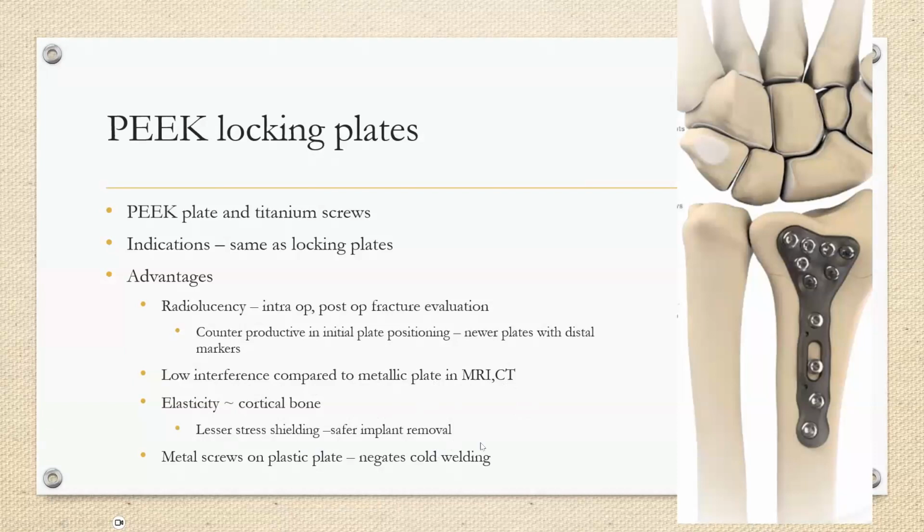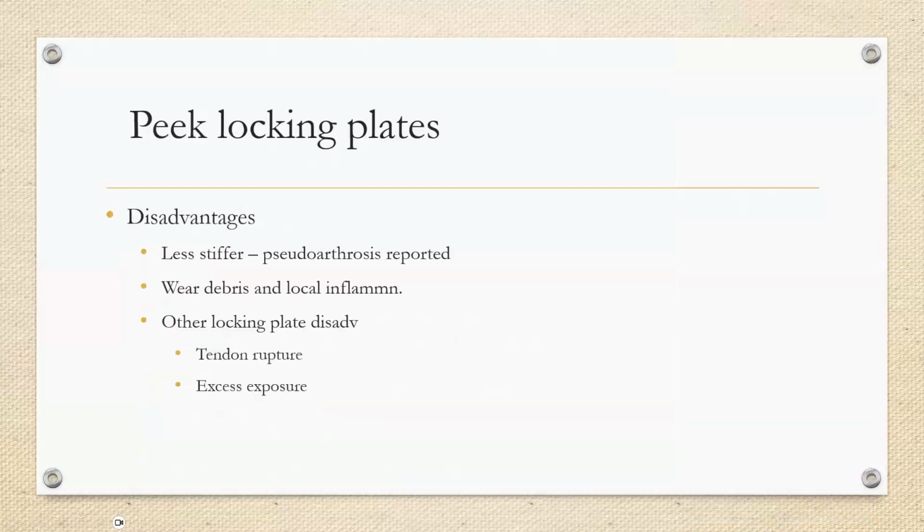It's easier to remove PEEK plates as compared to the conventional plates. And also, since we are using metal screws on a plastic plate, there is no chance of cold welding at the screw-plate interface. The primary disadvantages include that, because of the lower stiffness of the plate, it is not as stable a construct as the conventional plate. Hence, a few reports of pseudoarthrosis and non-union have been reported. And again, there is wear and possible local inflammation with the debris material from the PEEK plate.